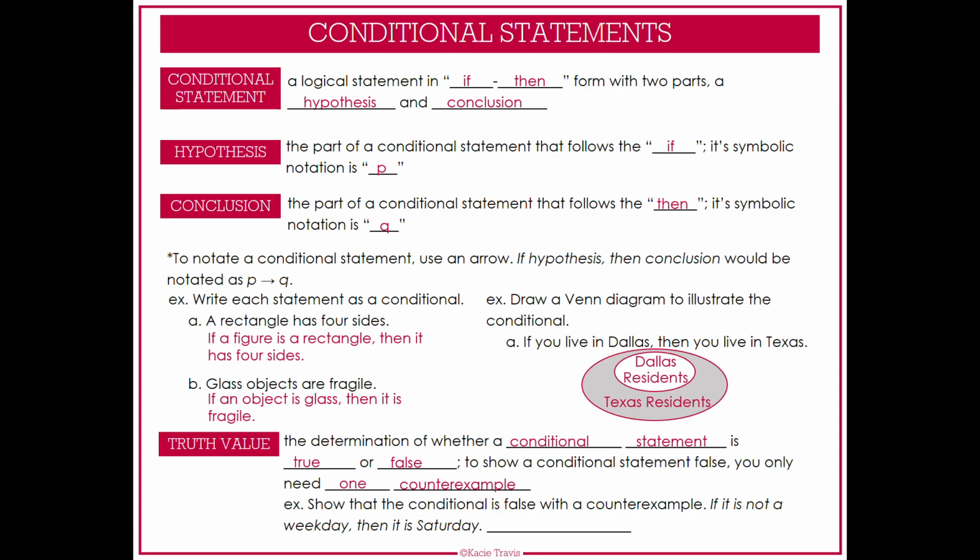So here's our quick example. It says, if it is not a weekday, then it is Saturday. Is that true? Not so much, because there is more than one day other than Saturday. It could be Sunday. So that is a counterexample that shows that this conditional statement isn't true. Okay? So it's nice and simple. We're just looking for a quick example that knocks it out. All right. Let's get into some more examples.